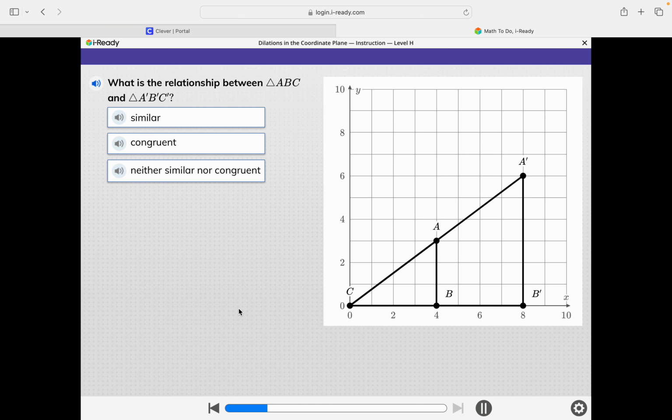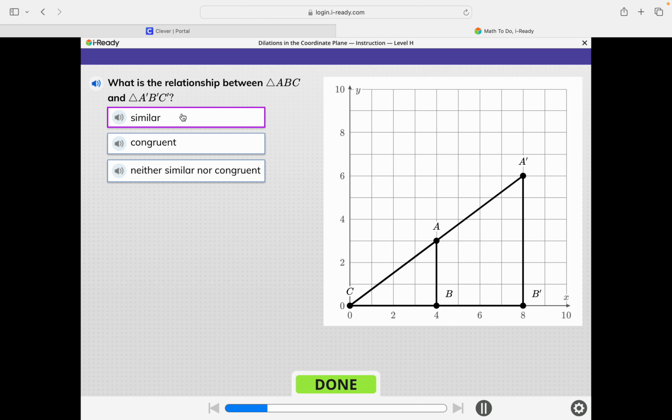So this is the torch, the light. What is the relationship between triangle ABC and triangle A prime, B prime, C prime? Are they similar? Are they congruent? Are they neither similar nor congruent? Similar means the same ratio, but congruent means exactly match. They're not exactly matching. They're similar because they have the same shape, but they're not exactly matching. So they're similar.